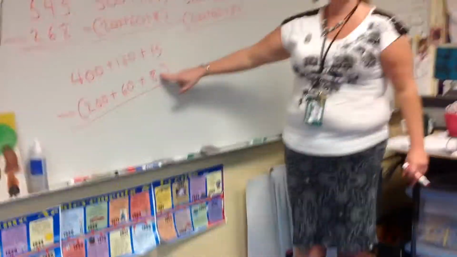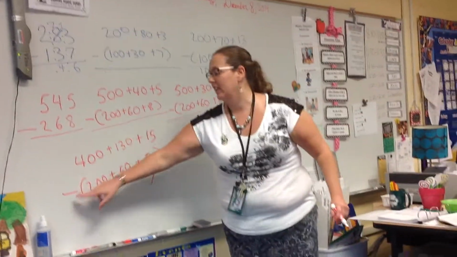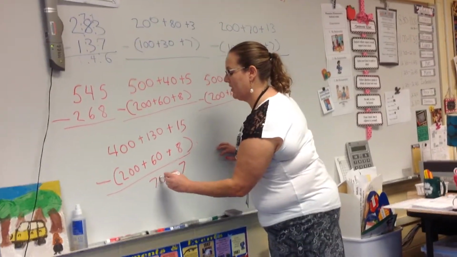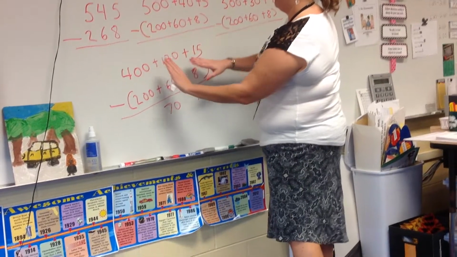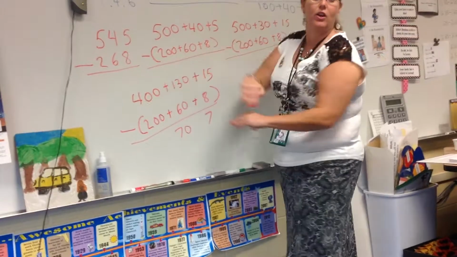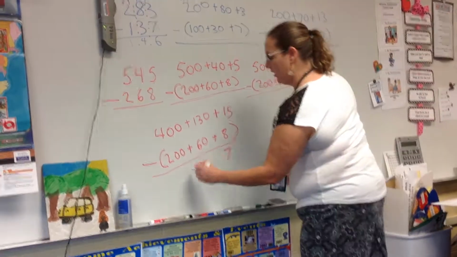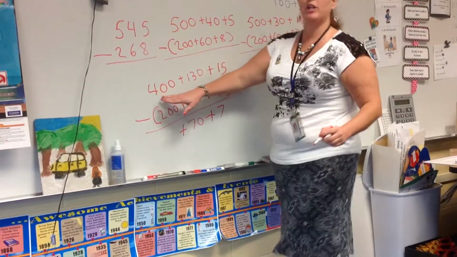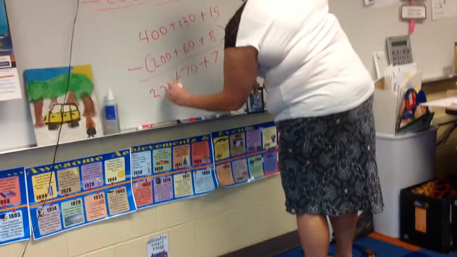So what is 15 minus 8, class? 7. What is 130 take away 60, class? 70. What's my secret if that's a big number? I can cover up my zeros. I can look at, hey, 13 minus 6. Do I know that one? Yes. 7, then bring down that 0. I'm also bringing down my addition signs. What is 400 minus 200, class? 200. Am I all done?